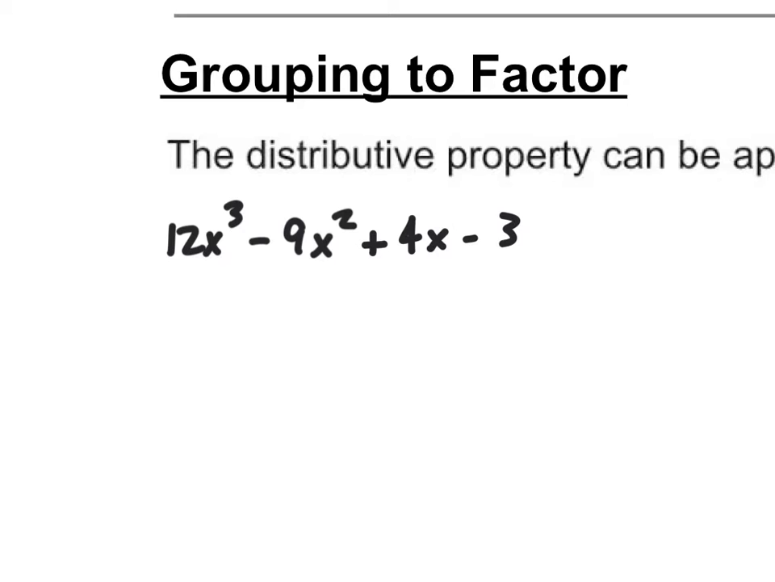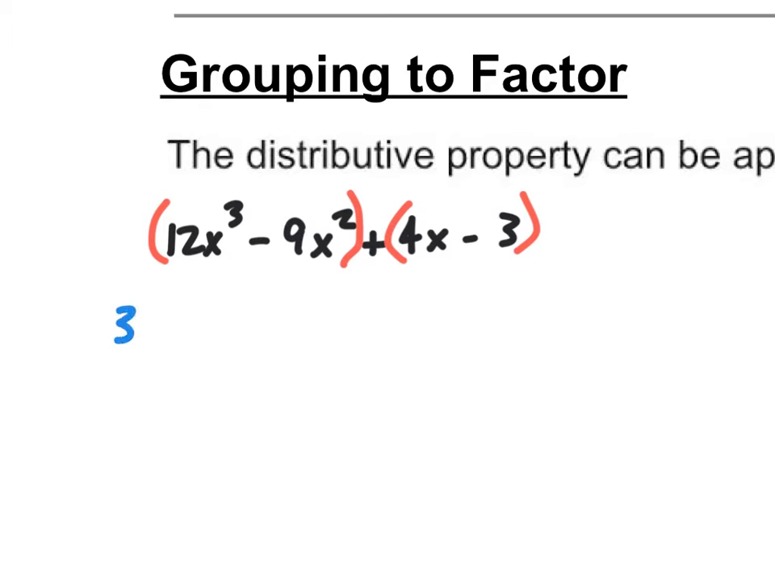Now what I want to do is take a look at this and see what I can group up. I've got 4 terms here, with a polynomial of degree 3. If I were to figure out what I could factor out of the first two terms, what I could factor out is a 3 and an x squared.